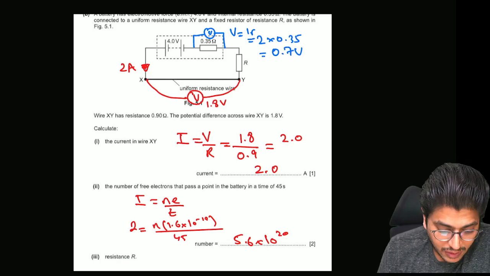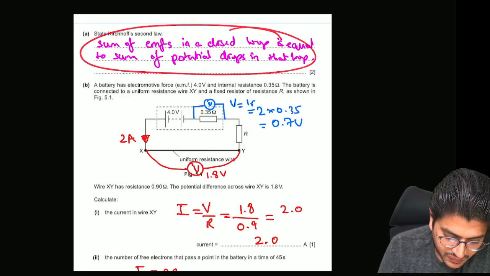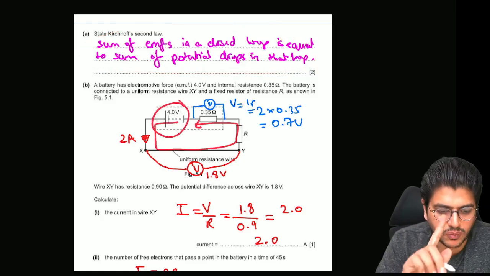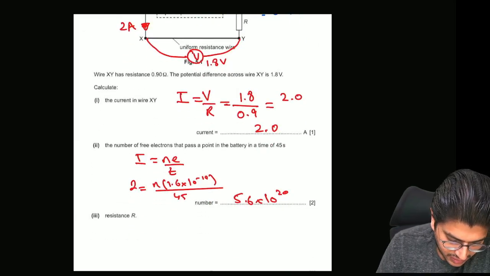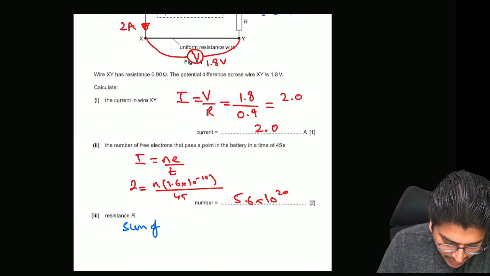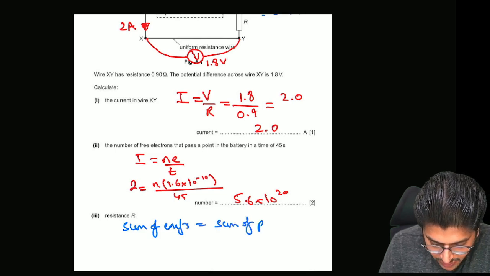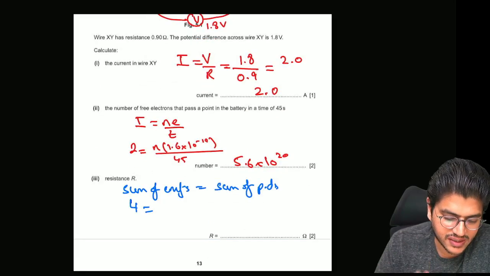Now apply this law. Apply what you just wrote. This is a closed loop. So the sum of EMFs, there's only one cell. So the sum of EMFs is 4. I'll write down the voltage law again. Sum of EMFs should be equal to the sum of potential drops. Sum of EMFs is 4. It's not changing. It is fixed.